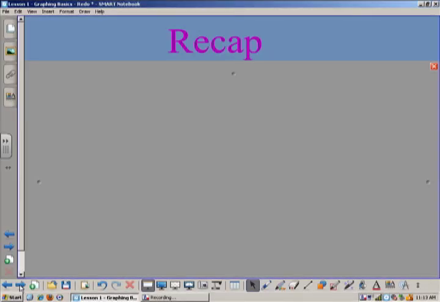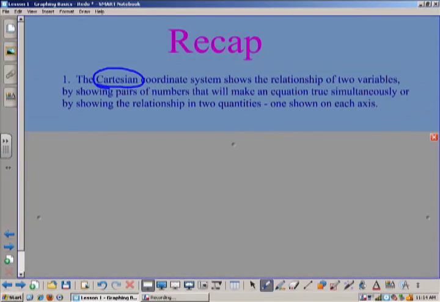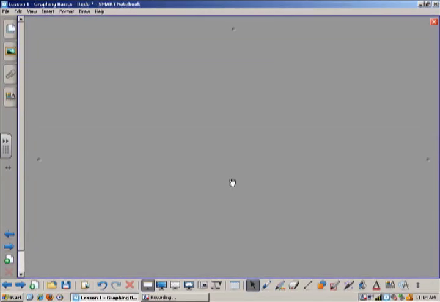So now we're at our recap. What have we kind of picked up here today? First off, the Cartesian coordinate system. Now, why is it called Cartesian? That's after Descartes, René Descartes. The Cartesian coordinate system shows the relationship of two variables, ordinarily called x and y, by showing pairs of numbers that will make the equation true when you put them in simultaneously. Okay? And of course, you had a chance to get a feel for what each of these could mean as we went back and looked at our distance from home versus the time and riding our bike to campus.